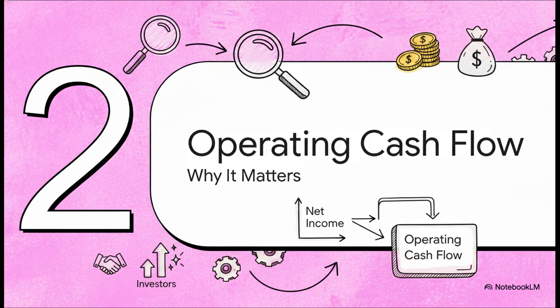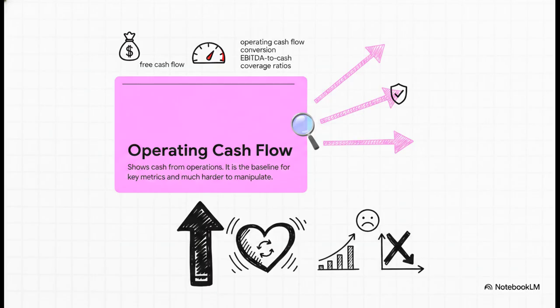Moving right along to section 2, why operating cash flow matters. Let's look at why lenders and investors scrutinize this reality so intensely, instead of just taking net income at face value. Operating cash flow is essentially your foundational metric. It's the starting point for key cash-based metrics like free cash flow, operating cash flow conversion, and debt service coverage ratios. Why? Because, as we just talked about, it's much harder to manipulate. This specific metric acts as the vital heartbeat of the business, representing the true cash generated by simply running the company day to day. If this heartbeat is weak, it really doesn't matter how amazing the income statement looks.